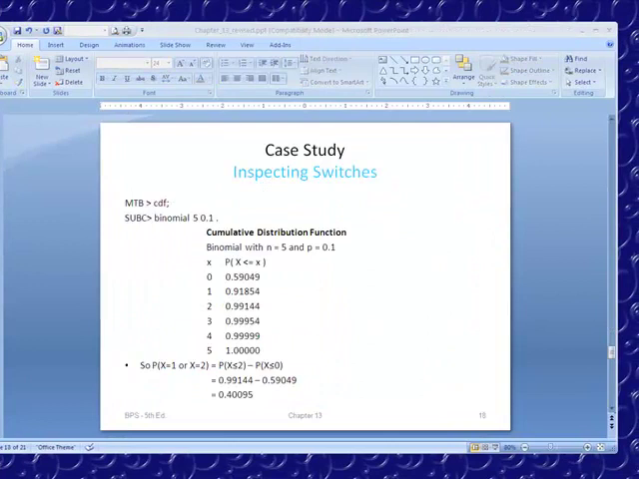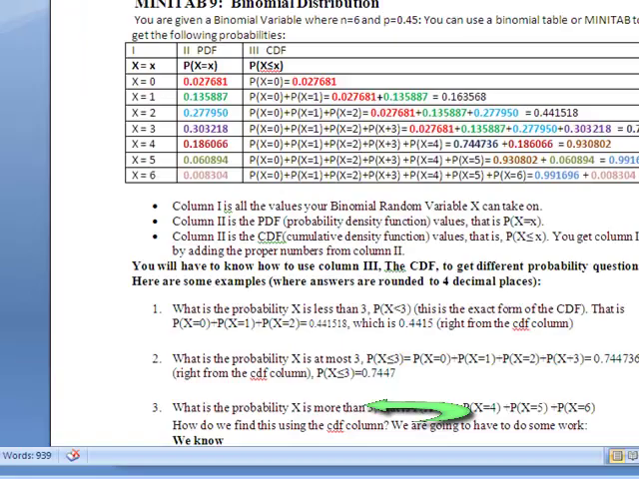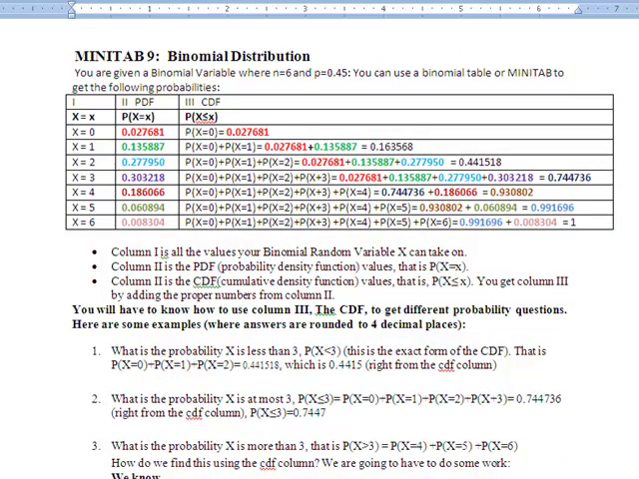So let's make the CDF in Minitab. So we'd say CDF binomial 5 0.1, and we get this. So to find the probability that there's 1 or 2 bad switches, I would just take, when x equals 2, the probability that x is less than or equal to 2, 0.99144, and subtract from that the probability that x is less than or equal to 0, 0.59049. So I'd get my probability to be 0.40095.